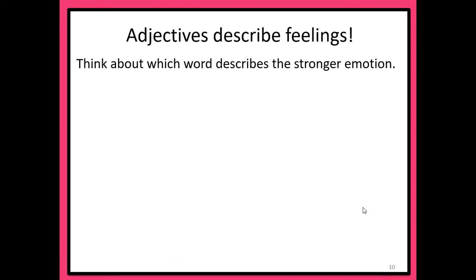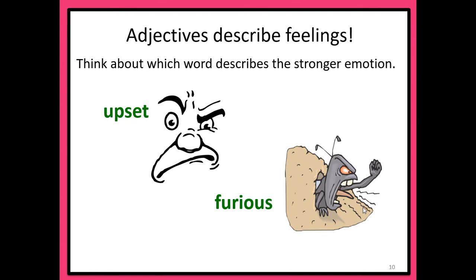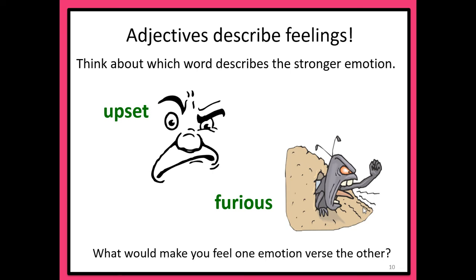So I want you to think about which of these two words I'm going to show you is a stronger emotion, upset or furious. Furious is the stronger of the emotion. So then I want you to think about what would make you feel one emotion versus the others. What would make you upset and what would make you furious? So that you can think about how, even though these words are very similar, different situations are going to make you feel different, right?